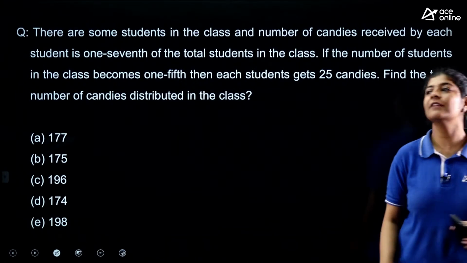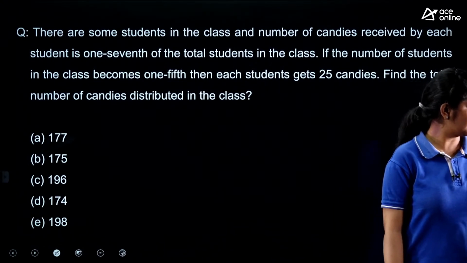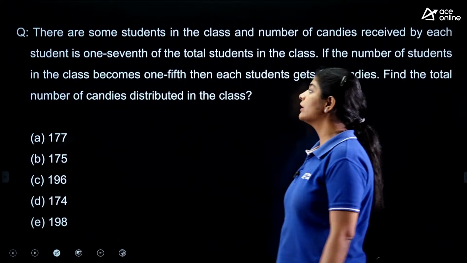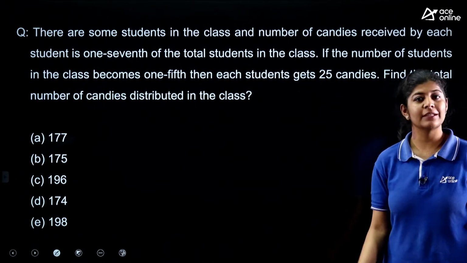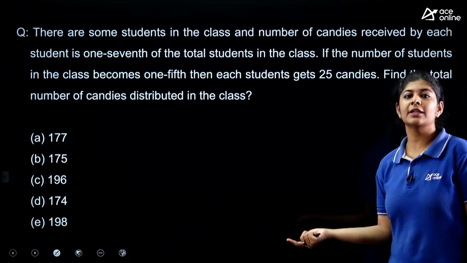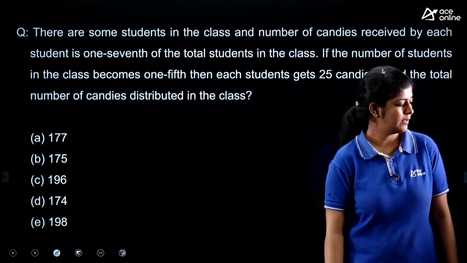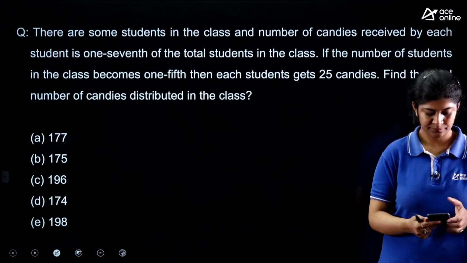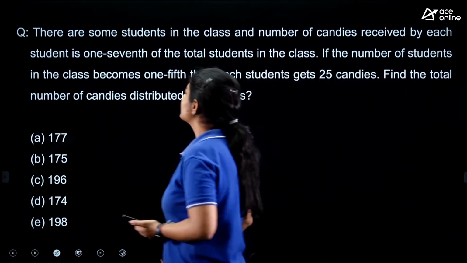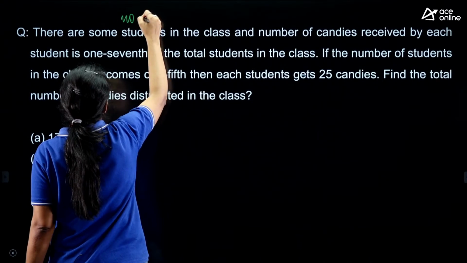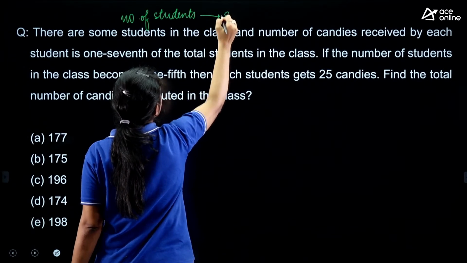What we have to determine? We have to determine the total number of candies. How are we going to calculate it? Very good, Mahesh. As you have the condition, you can easily get the number of students first. Once you have the number of students, simply substitute the value and you will get the number of candies as well. I am just assuming that the number of students that we have is equal to S.